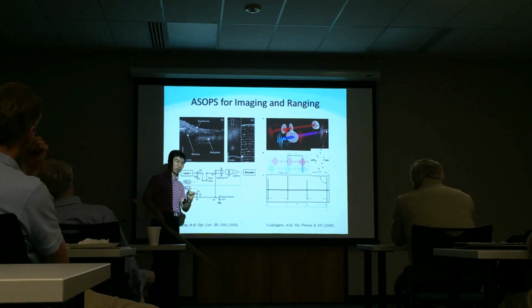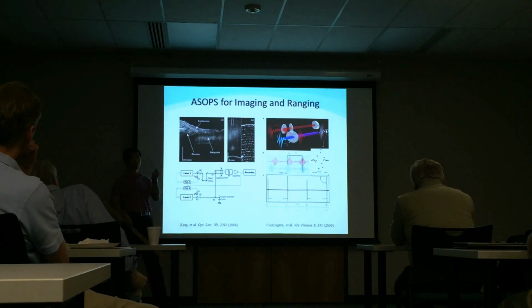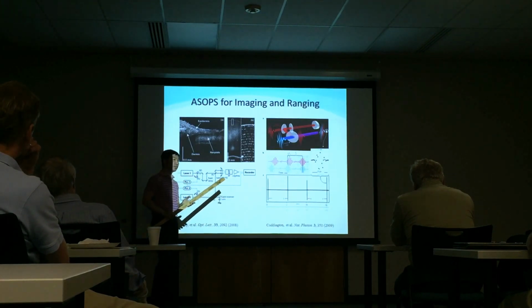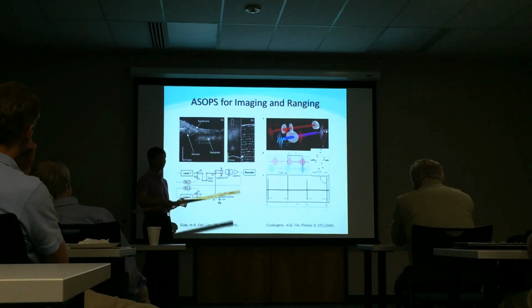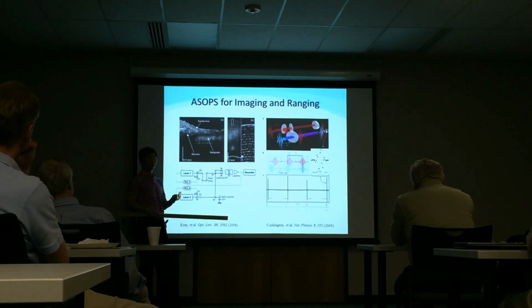You can measure the distance with very sub-wavelength resolution. But the problem is, over long distance, you have the problem of ambiguity, because these wavelengths repeat every wavelength. So over long distance, how can you discriminate this? There are different ways to do that.